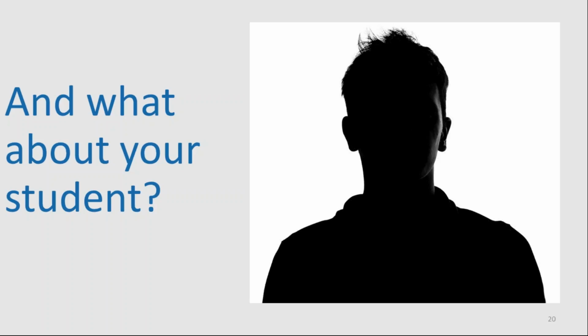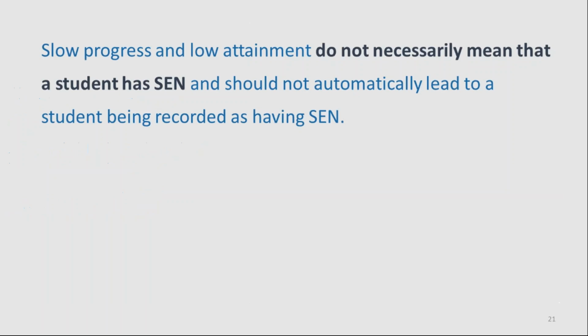It's also important to bear in mind the following. Slow progress and low attainment do not necessarily mean that a student has SEN and should not automatically lead to a student being recorded as having SEN. There is a huge range of normal in learner development, and we shouldn't be in a hurry to label young people. Not all challenges result from SPLD or neurodiversity.